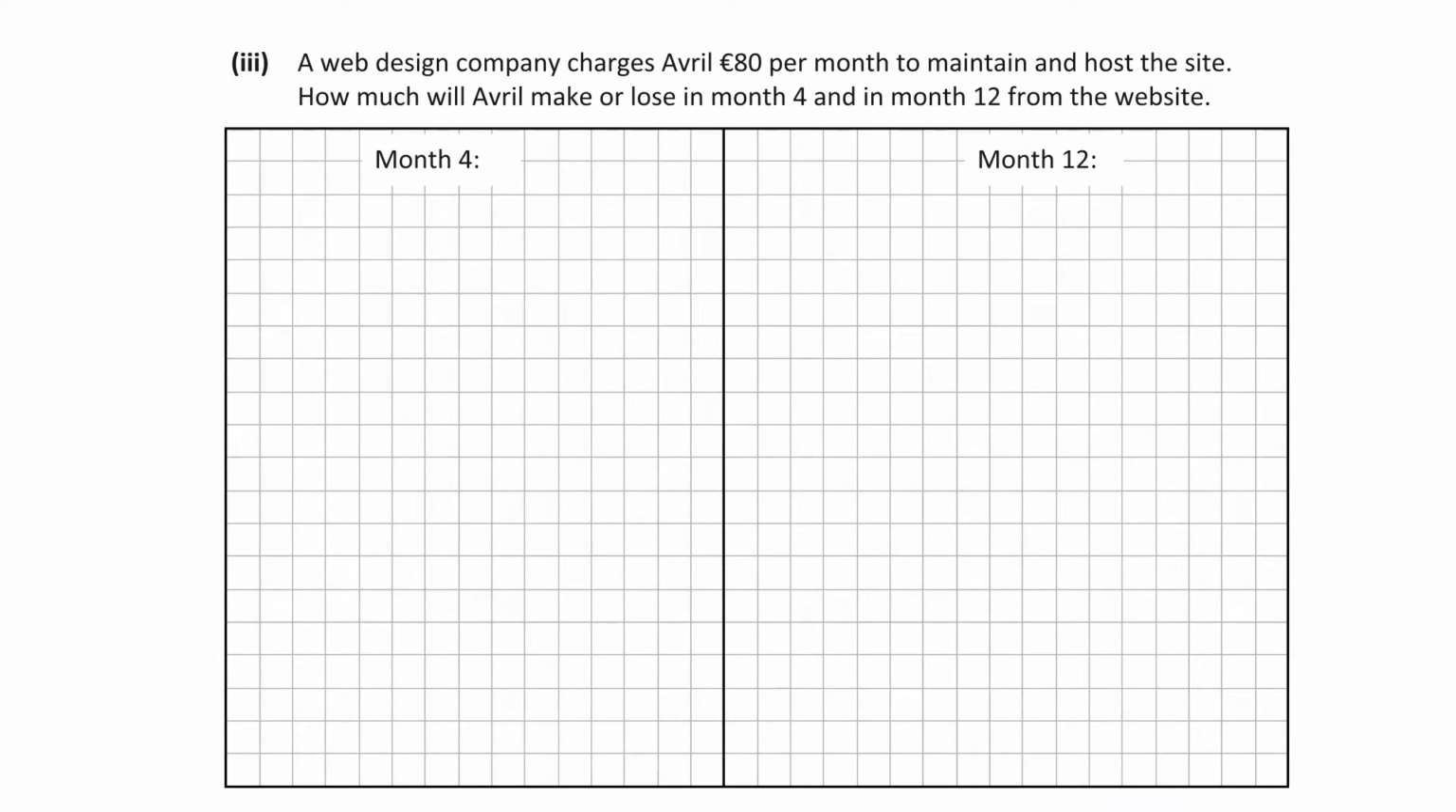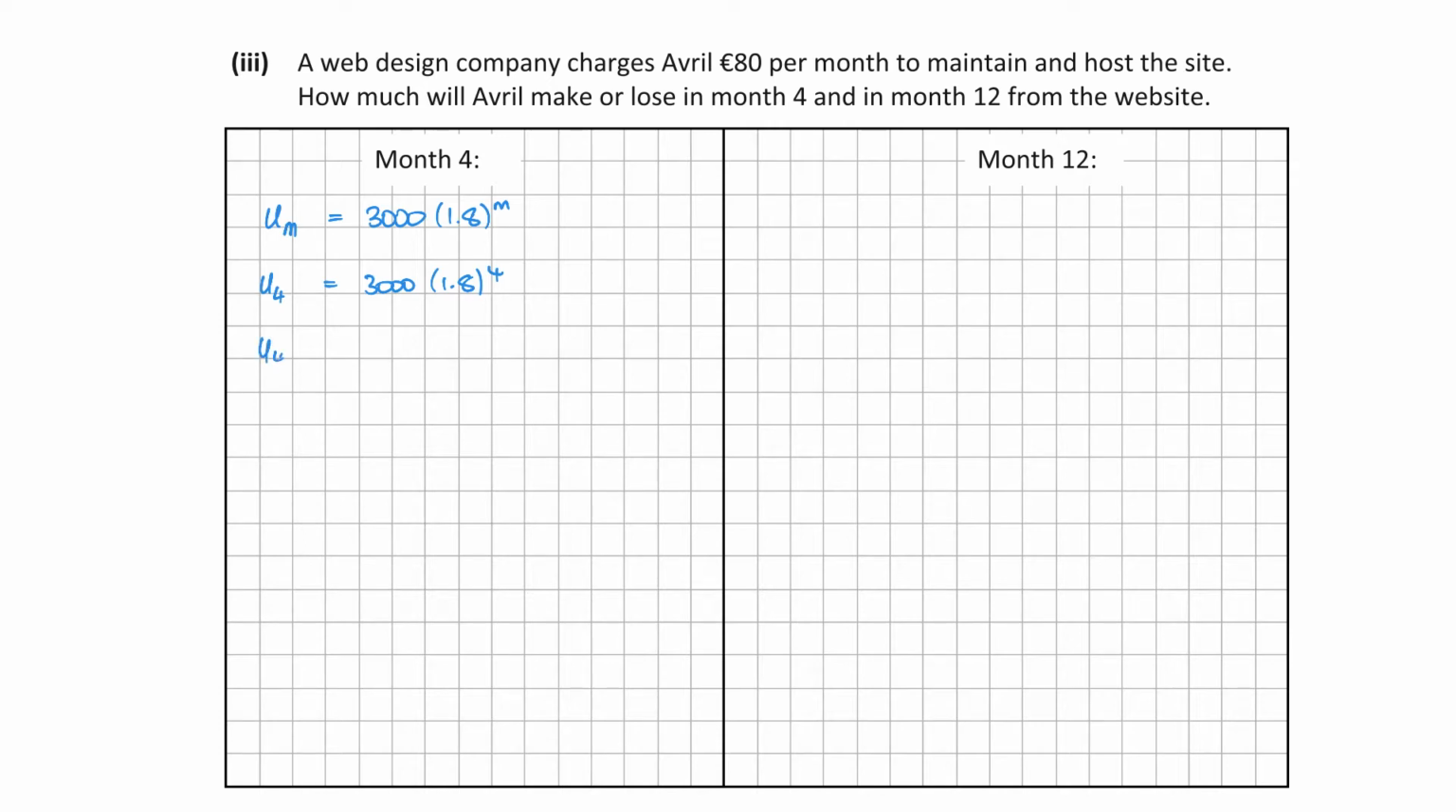So part 3. A web design company charges Avril €80 per month to maintain and host the site. How much will Avril make or lose in month 4 and in month 12 from the website? So what we need to do is we have to see how much she's going to earn first of all. So we've got U of M is equal to 3,000 times 1.8 all to the power of M. And again, this is to determine how much she's going to make in that month. So if we said U of 4, we would get 3,000 multiplied by 1.8 to the power of 4.